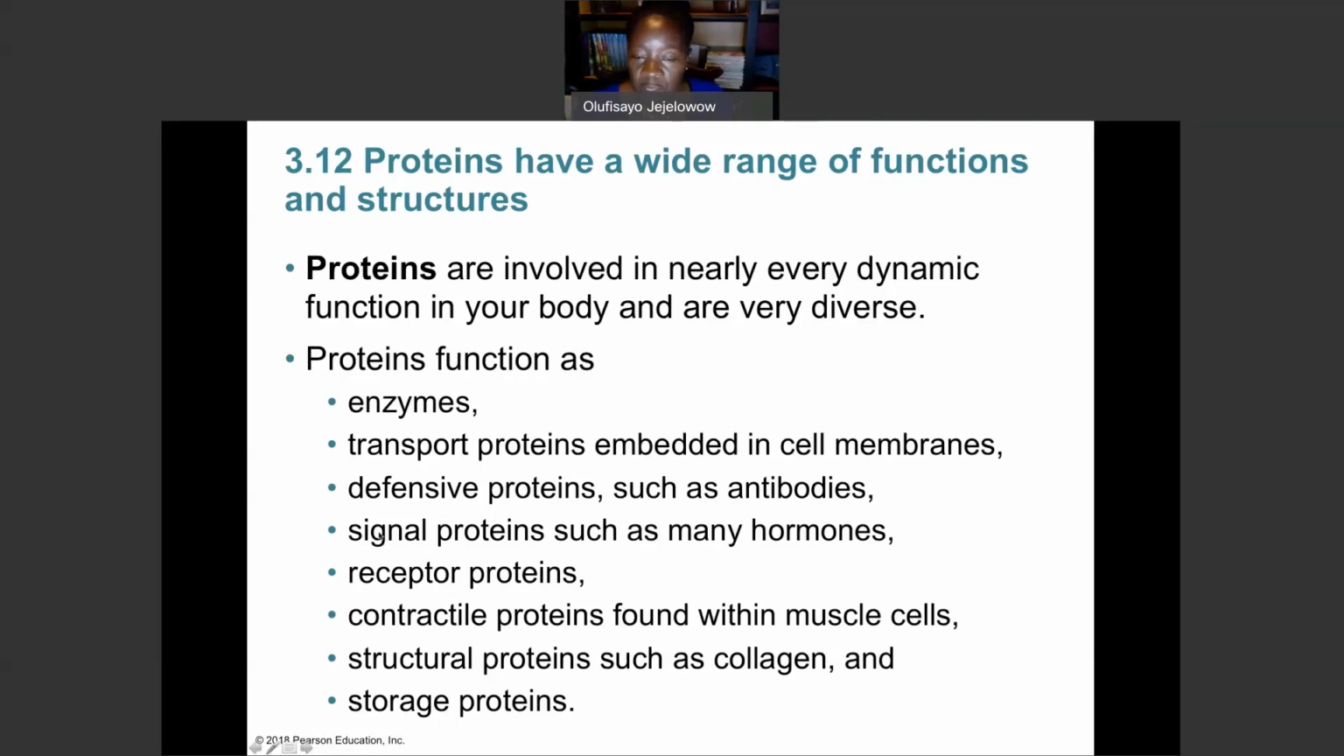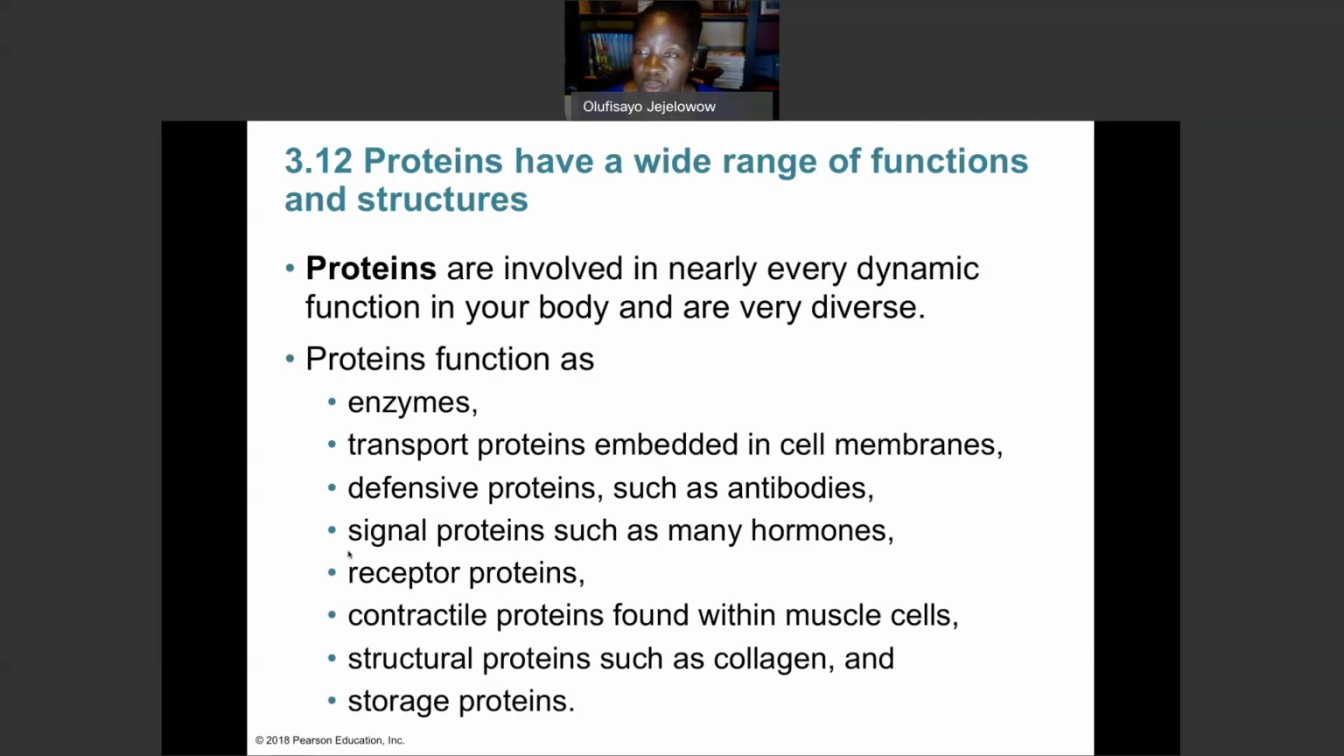Signal proteins, such as many hormones, help to relay signals and information from one part of the body to another, telling the body, oh, you just had a baby, it's time to start making milk to feed the baby. Such important functions.